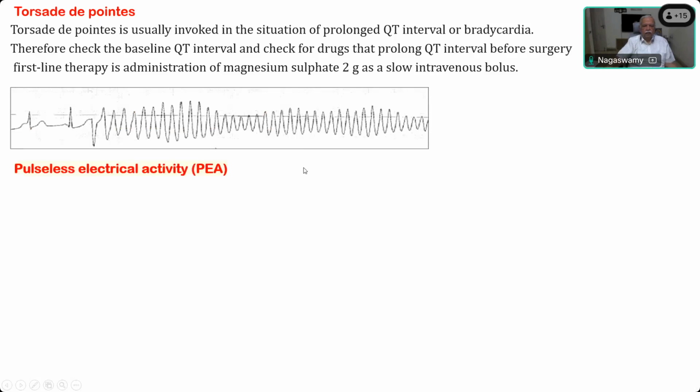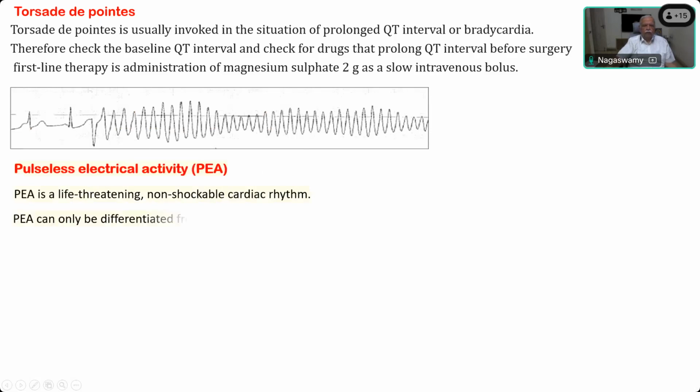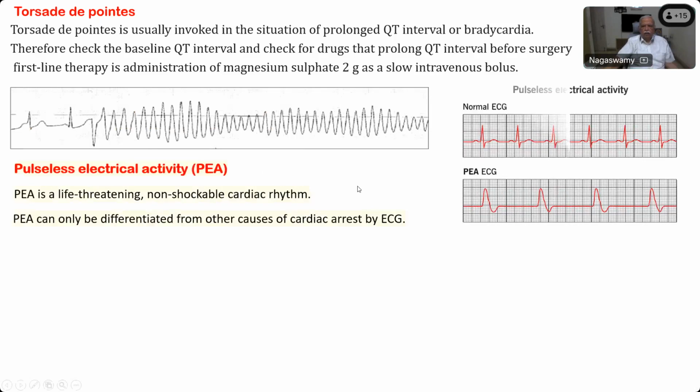And there is another thing called pulseless electrical activity. This also you have to mention in your description. The life-threatening non-shockable rhythm can be differentiated only by the ECG, and this is how the ECG will look. This is a normal ECG, and in pulseless electrical activity, you get a regular complex like this. But when you palpate or auscultate, you don't hear a heartbeat or you don't feel a pulse.